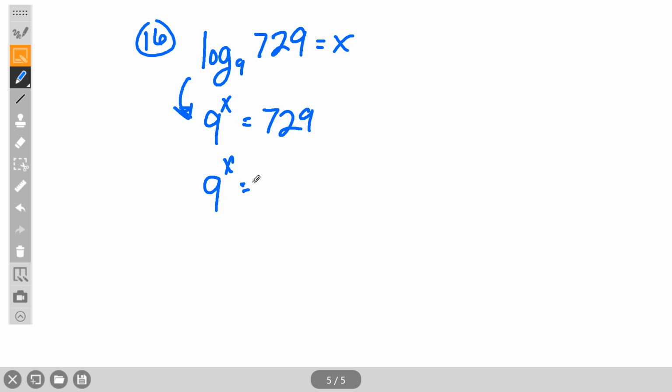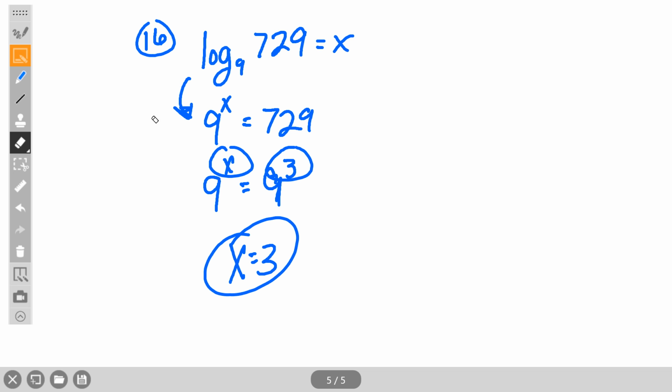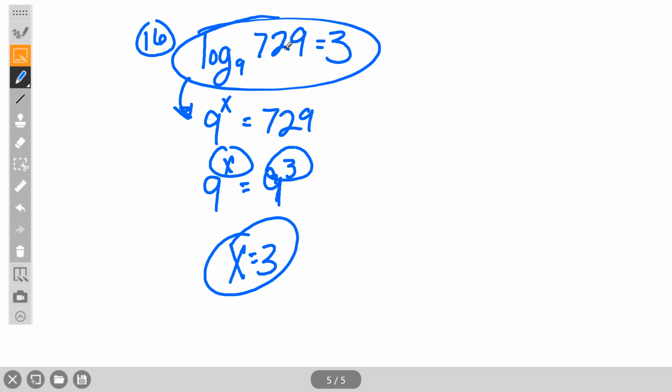So this is 9 to the x equals 9 to the 3rd. And now that the bases are the same, set the exponents equal to each other. So log base 9 of 729, the value of that is 3.